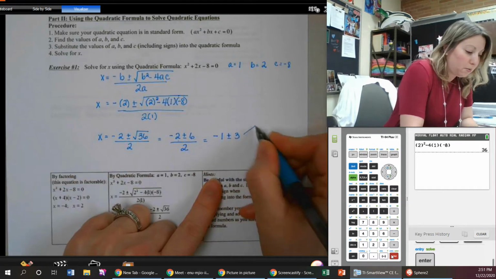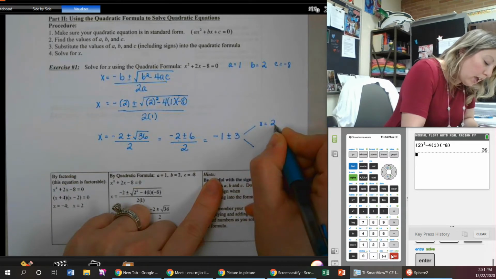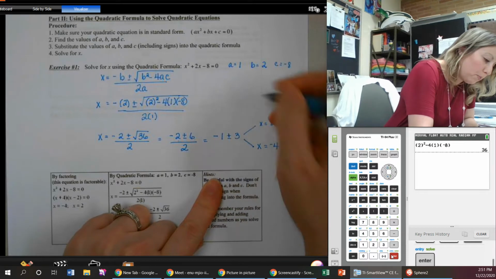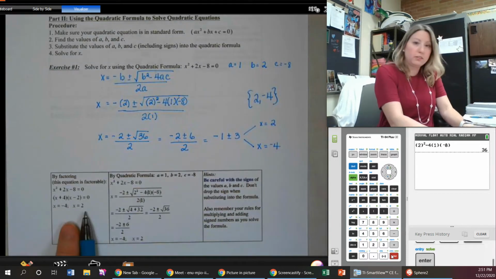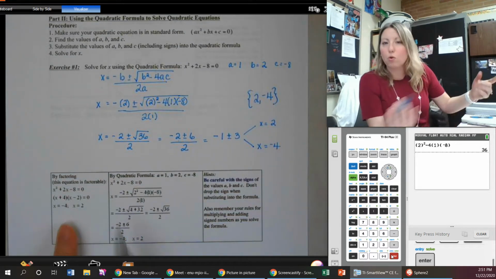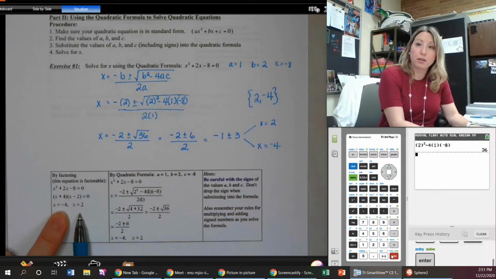Well, negative 1 plus 3 is 2. And negative 1 minus 3 is negative 4. And that would be my 2 answers. Negative 4 and positive 2. And is that what we were supposed to get? Yes. Had I factored this thing, which of course was probably quicker, I would have gotten negative 4 and positive 2.